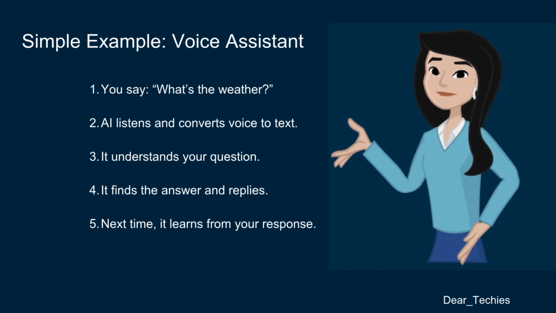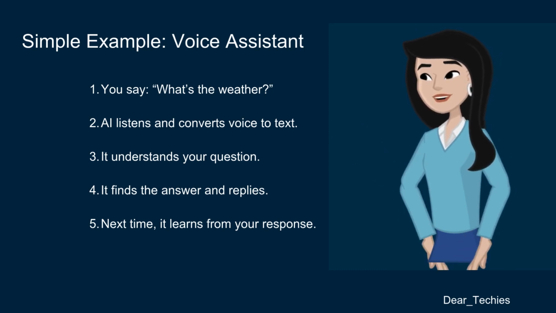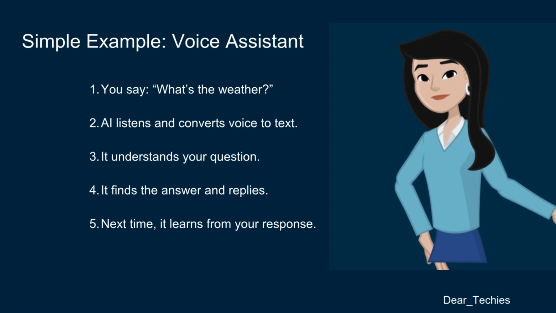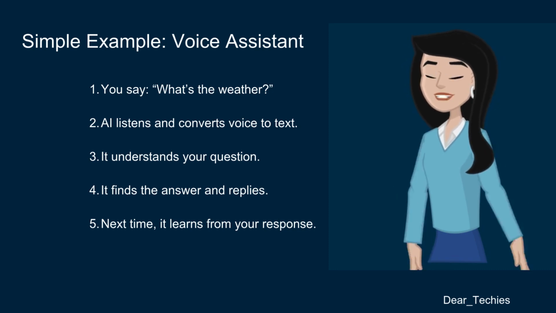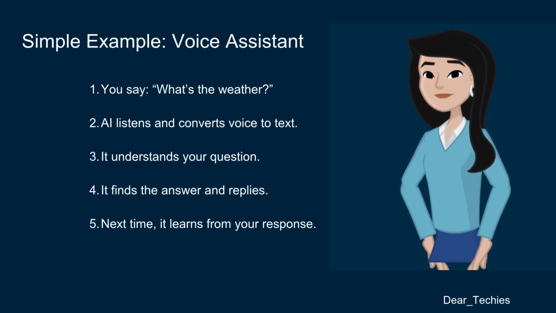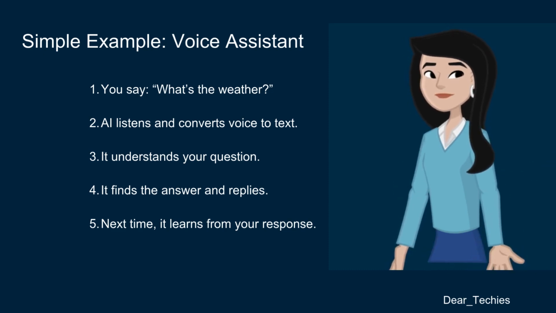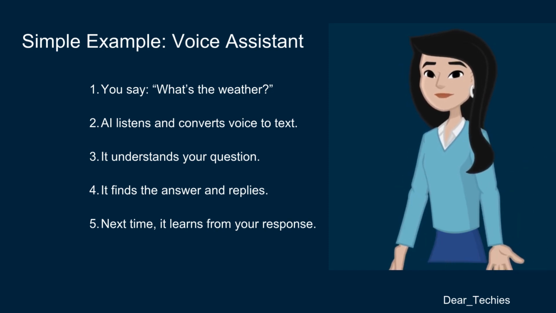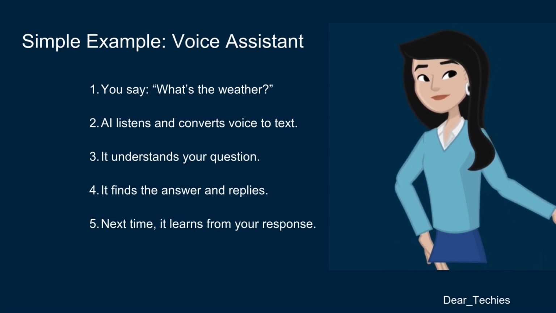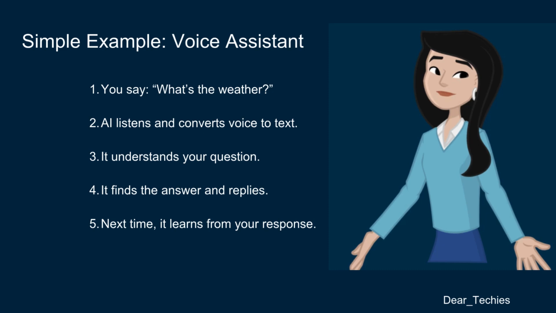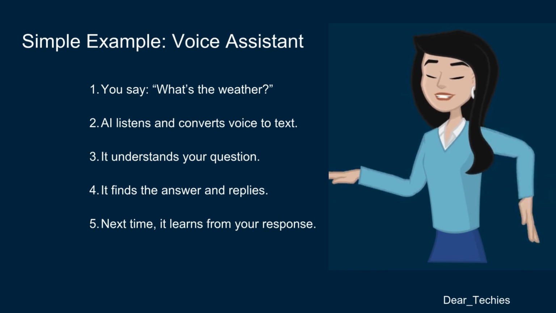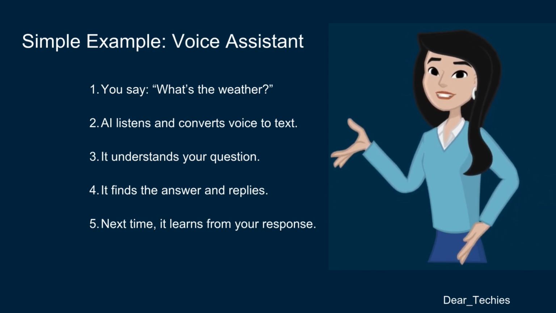Let's take a simple example. Your voice assistant, like Siri, Alexa, or Google Assistant. When you ask, "What's the weather today?" it records your voice. That's data collection. It converts speech to text. That's data processing. It understands your question. That's model prediction. It finds the answer and replies. That's decision making. And if you correct it or ask again, that's feedback. So even this simple task goes through all the steps we just learned.